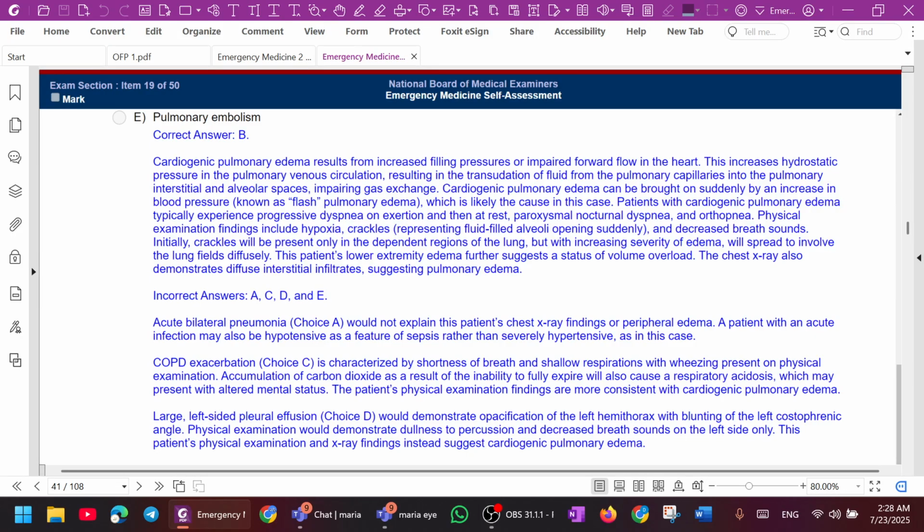It's not COPD exacerbation, which is characterized by shortness of breath and shallow respirations with wheezing on physical exam. Accumulation of CO2 as a result of inability to fully expire will also cause respiratory acidosis, which may present with altered mental status. The patient's physical exam findings are more consistent with cardiogenic pulmonary edema.